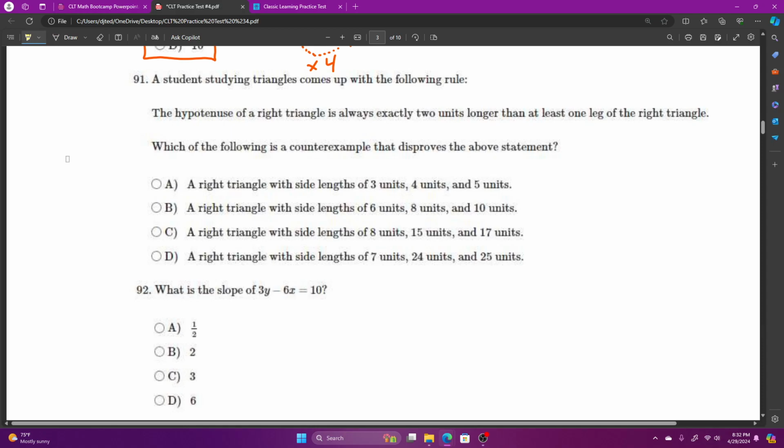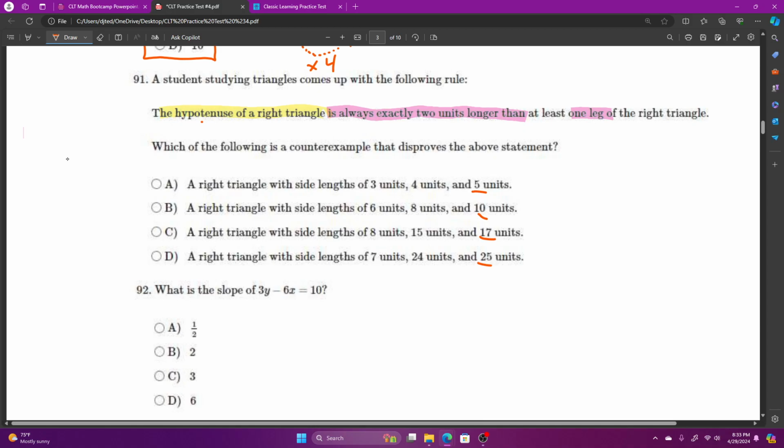So if we look in here, we need a hypotenuse of a right triangle that is always exactly 2 units longer than one of the legs. So where is a counterexample to disprove the statement? I'm going to look for the hypotenuse for my answer choices. 3, 4, 5: 5 is the biggest number. 6, 8, 10: 10 is the biggest number. 8, 15, 17: 17 is the biggest. 7, 24, 25: 25 is the biggest.